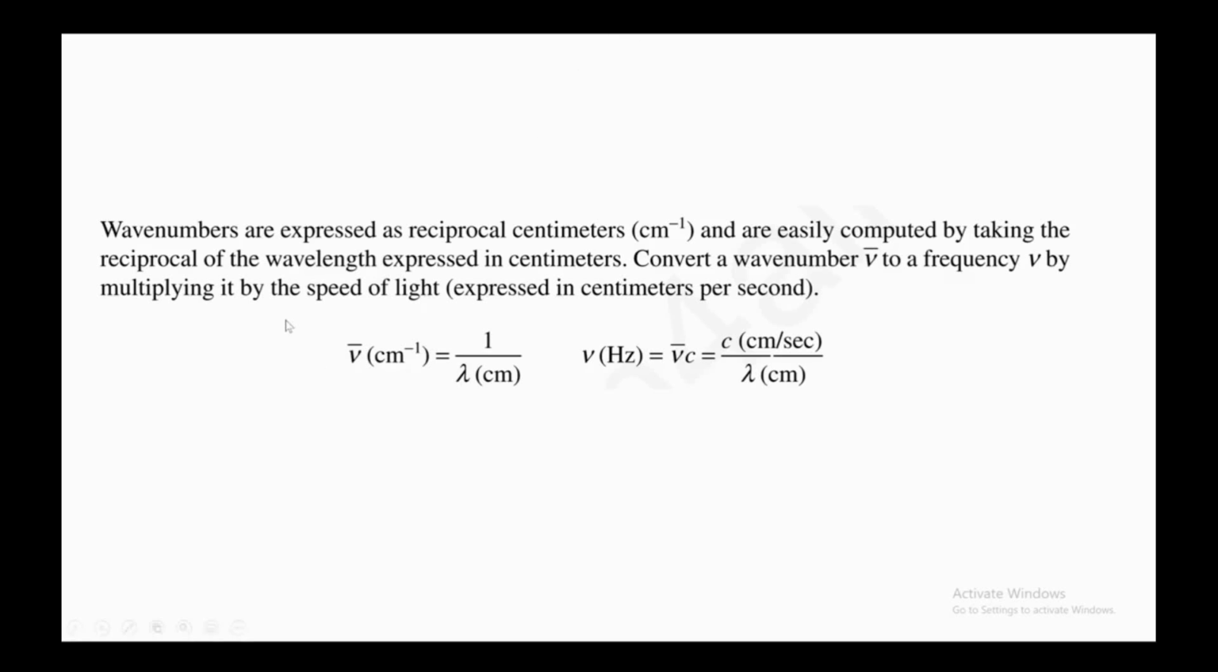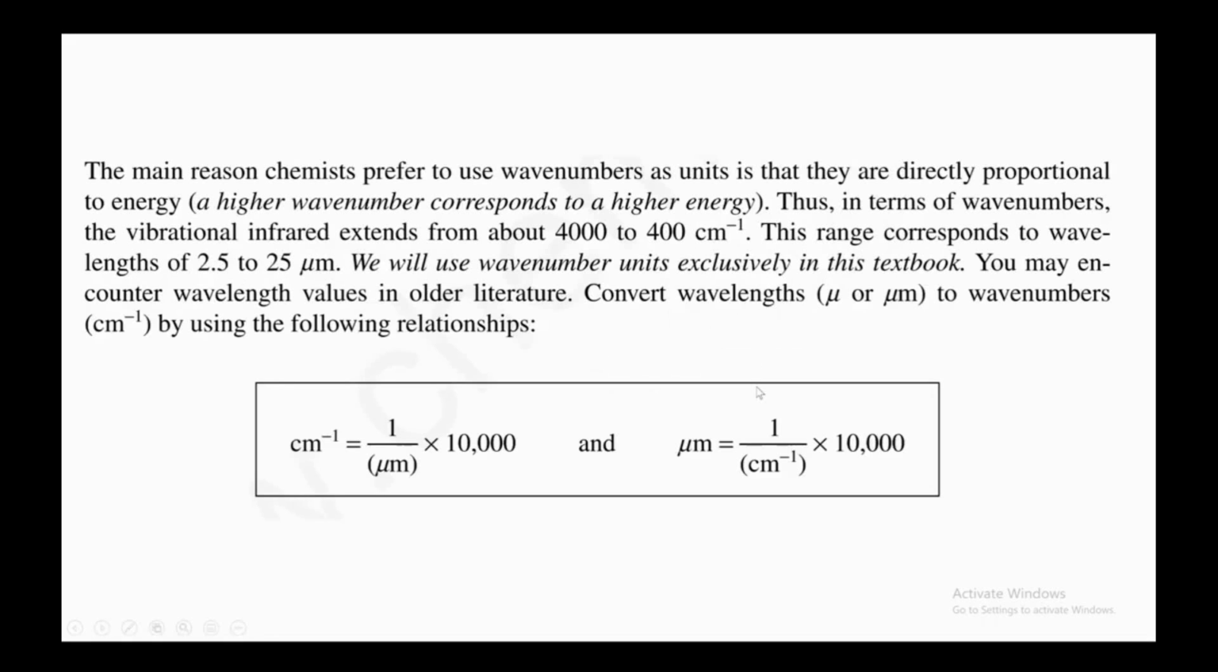Now this is the wave number. Wave numbers are expressed as reciprocal centimeters and are easily computed by taking the reciprocal of the wavelength expressed in centimeters. To convert a wave number to a frequency nu, multiply it by the speed of light expressed in centimeters per second. Nu bar per centimeter is equal to 1 divided by wavelength in centimeters. Nu in hertz is c divided by wavelength. And then you can convert the units for per centimeter.